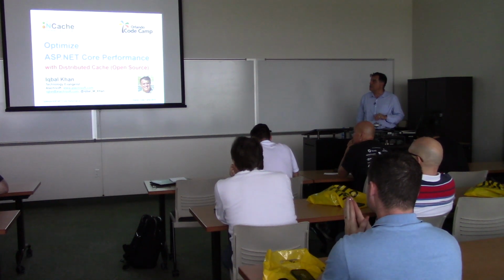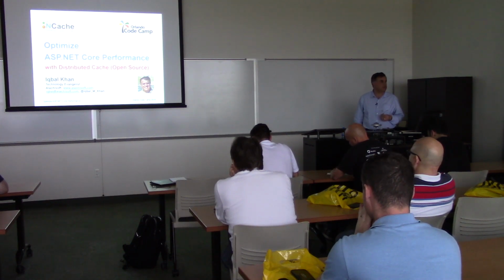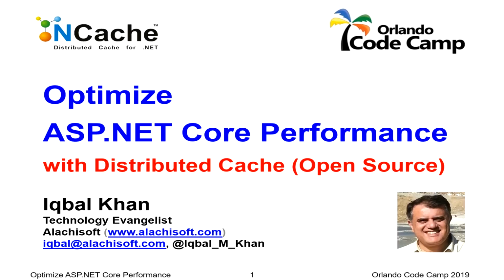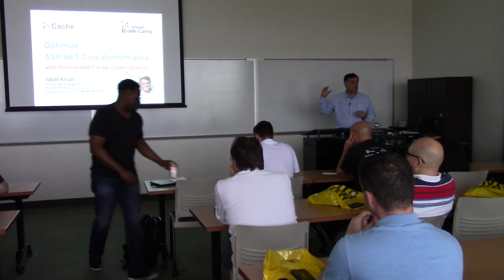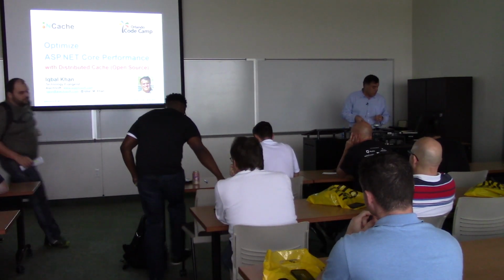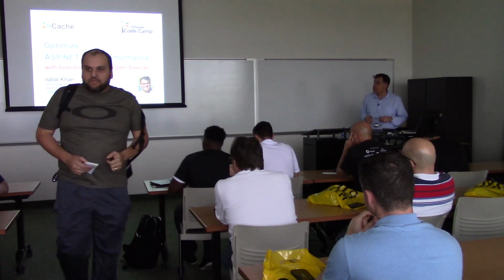I'm going to go over this topic of how you can optimize ASP.NET Core performance, and I'm going to use distributed caching as the technique for making those improvements. I'm going to use NCache as the example in this. NCache is open source, so I'm just going to use the open source features. If there are any tools that I'm using which are enterprise, you can ignore them. But all the features are open source.